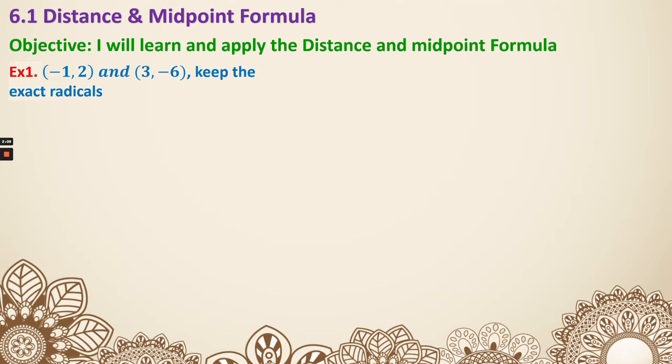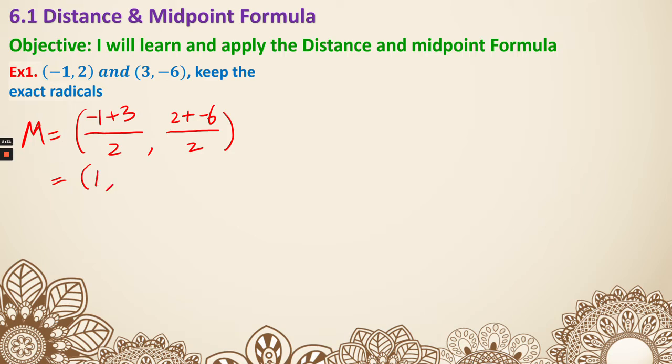Now let's see how we actually use them to find the midpoint and distance. Here we're given two points. Let's start with finding the midpoint. We typically use the letter M to represent the midpoint. We're going to add the coordinates: -1 plus 3, divided by 2, and 2 plus -6, divided by 2. That is going to give us 2 over 2, which is 1, and -4 over 2, which is -2.